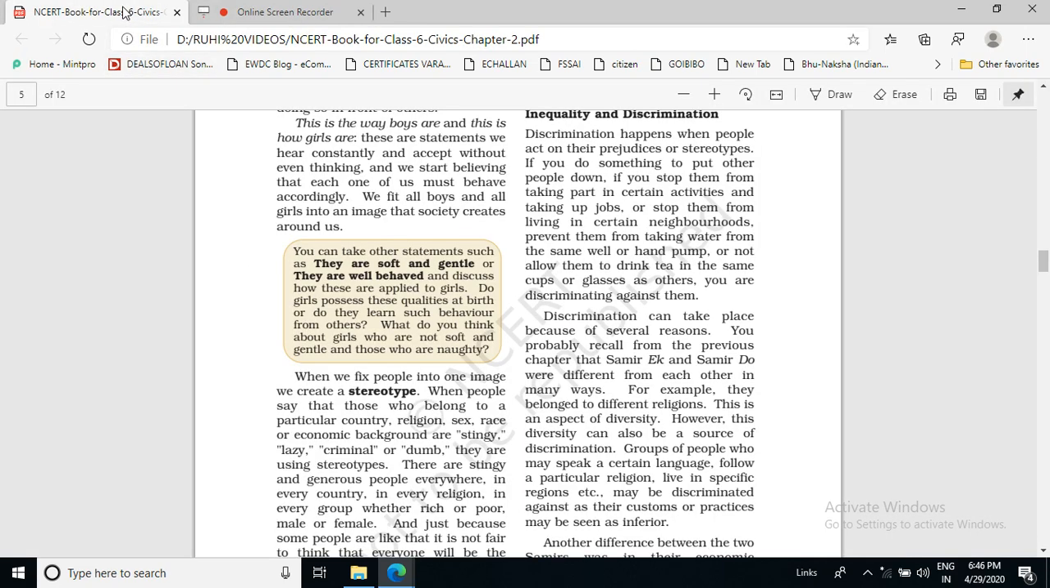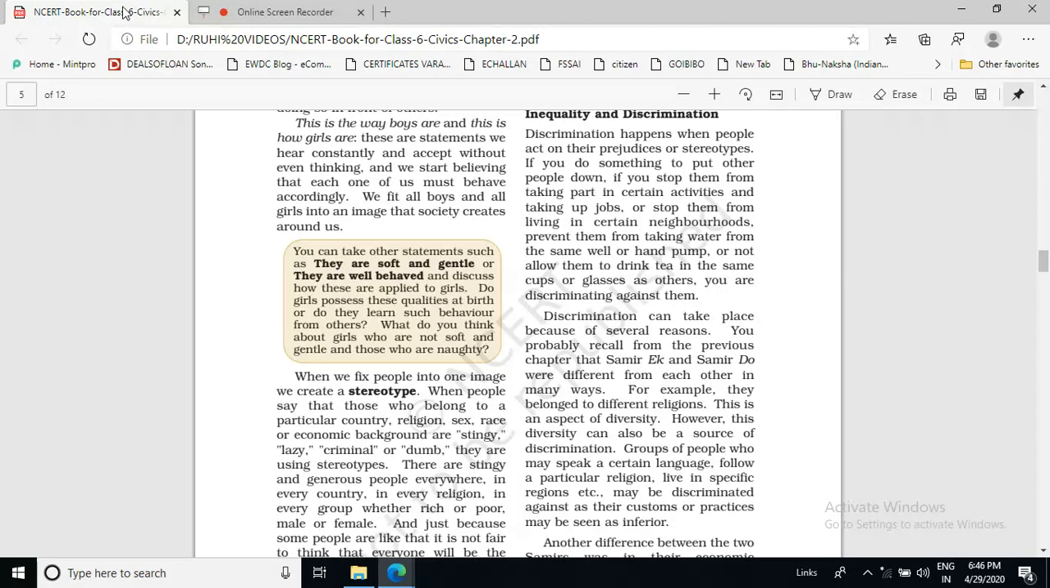Good morning, everyone. What we were discussing yesterday was inequality and discrimination. We were discussing the various causes which lead to discrimination, the reasons for unequal treatment given to people, and the most important reason behind this discrimination is diversity.